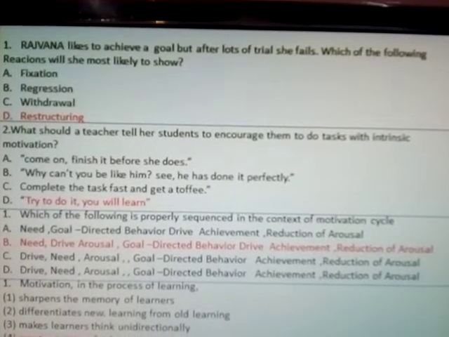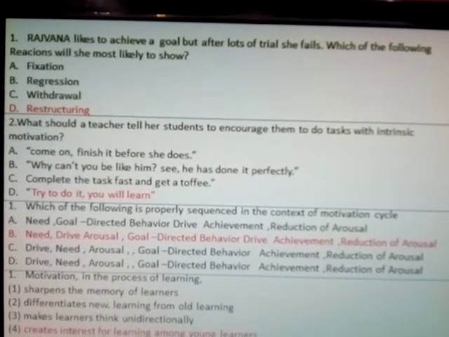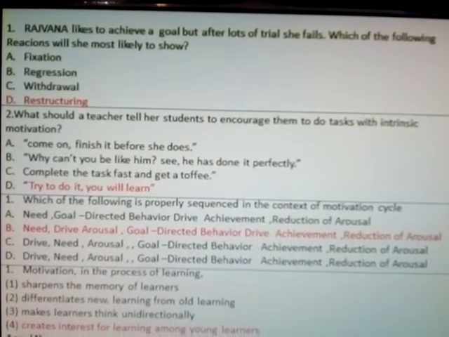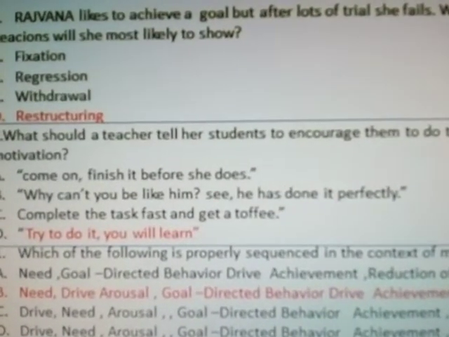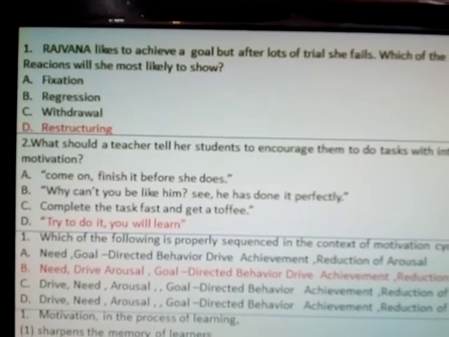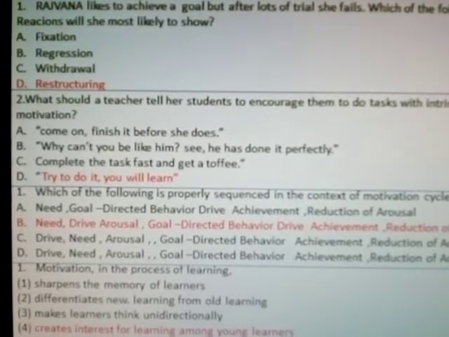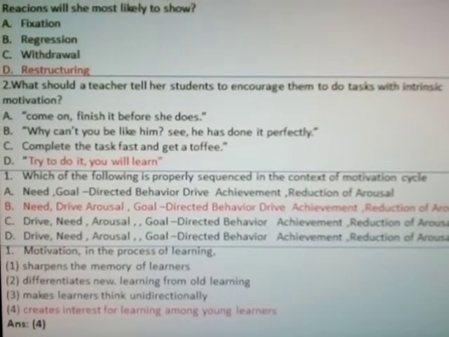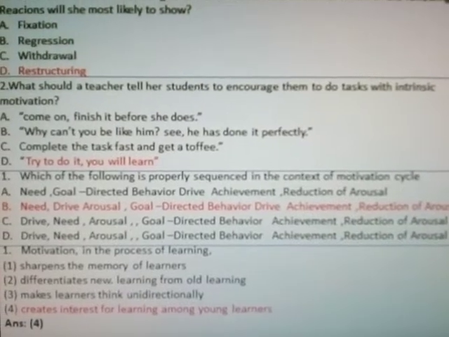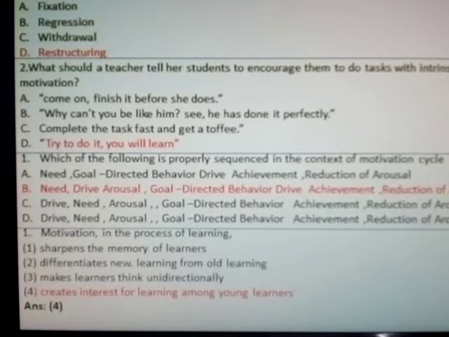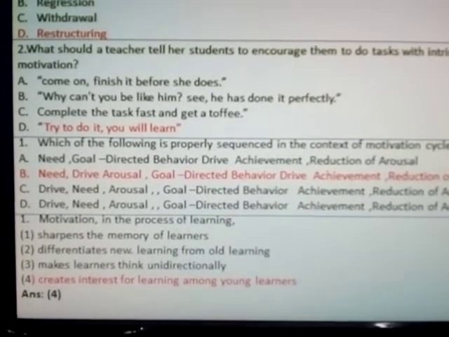A learner likes to achieve the goal, often. True or false. Which of the following reasoning must be shown? Restricting. What is that? Restricting. Next one. What should the teacher tell her students? Encourage them to take the task with intrinsic motivation. Try to do it, you will learn.